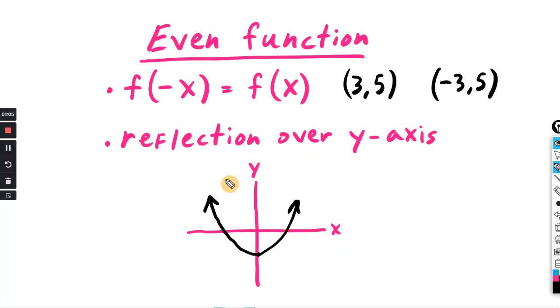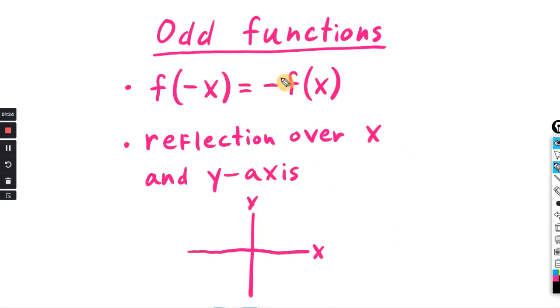And as a result, if you graph it, you get a reflection over the y-axis. Basically, the y-axis acts as a mirror, and you get the same thing on both sides of the y-axis. So that would be an even function.